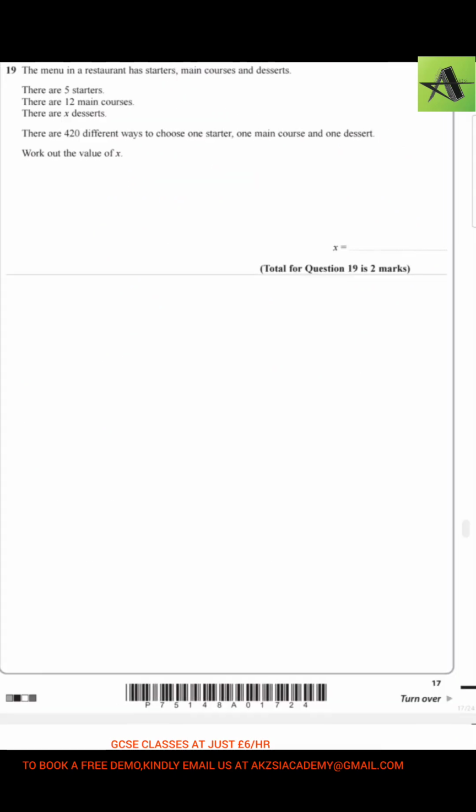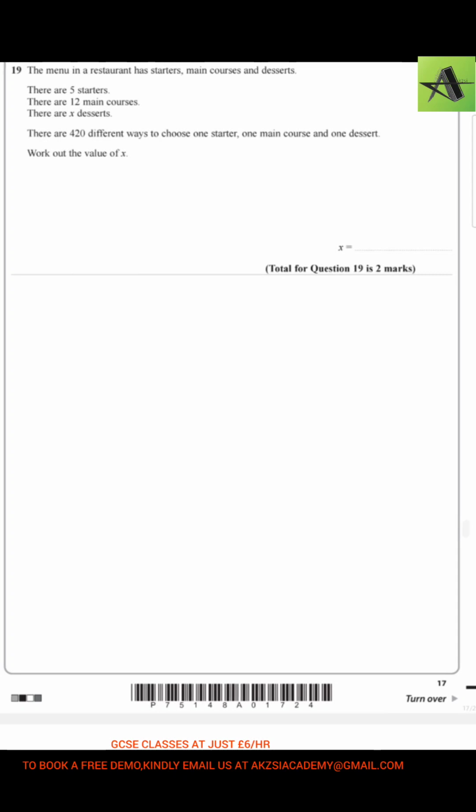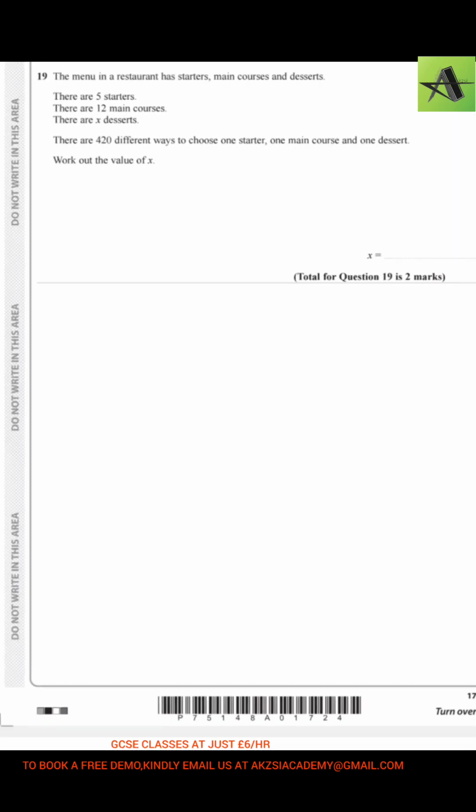The next question says the menu in a restaurant has starters, main courses and desserts. There are 5 starters, there are 12 main courses and X desserts. There are 420 different ways to choose 1 starter, 1 main course and 1 dessert. Work out the value of X. So basically, it's already given that there are 420 different ways to choose 1 starter, 1 main course and 1 dessert. So how many available options do we have right now? There are 5 starters and I can choose 1 starter out of it.